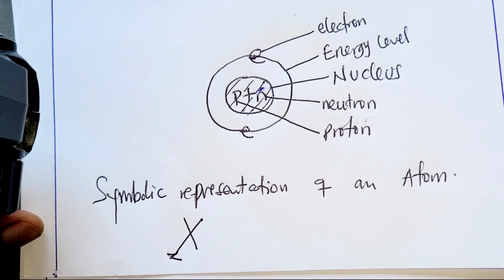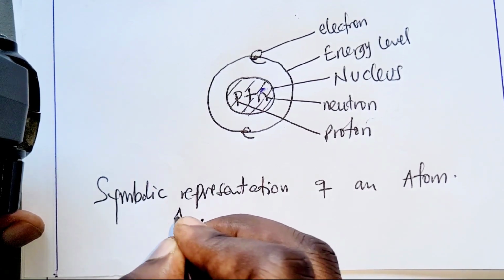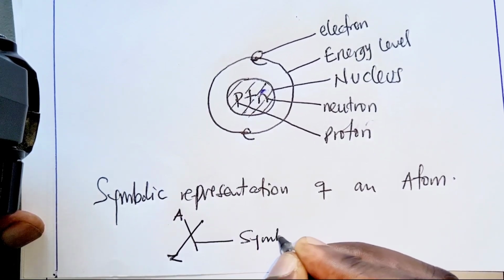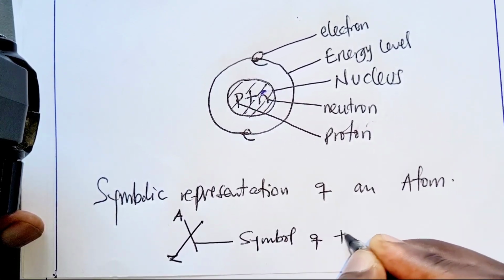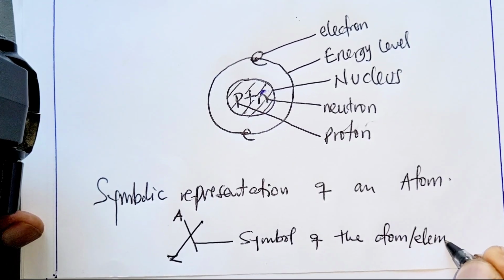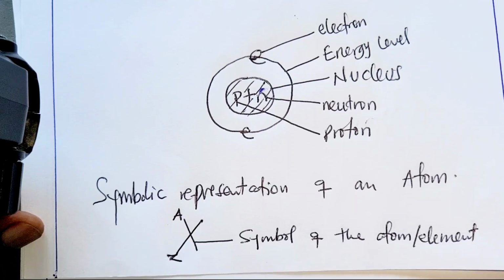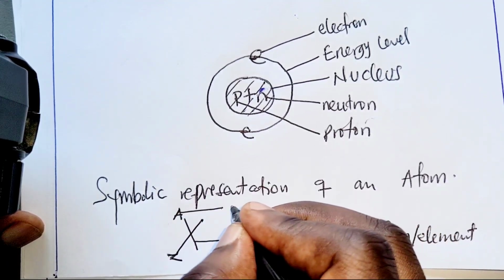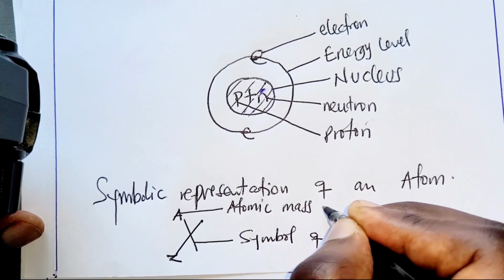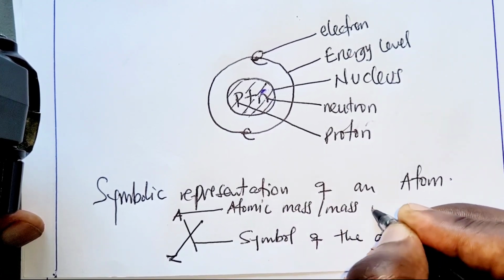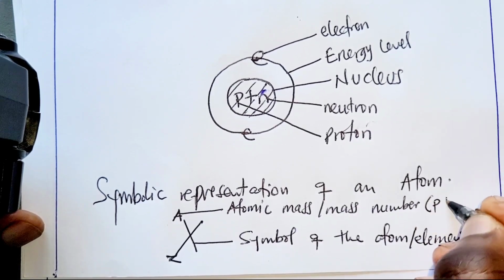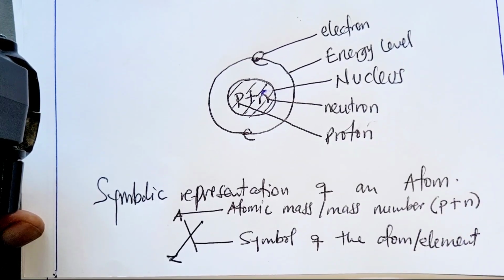Some number is put down here. Another number is put up here. This one is the symbol of the atom. That means atoms make up an element. That's the symbol of an element. Then A here is atomic mass, which other people call mass number. In simple terms, this is the number of protons plus neutrons in that atom.